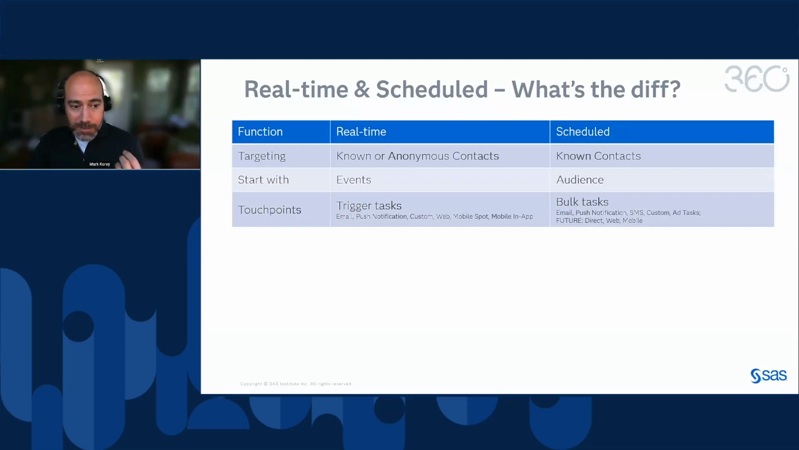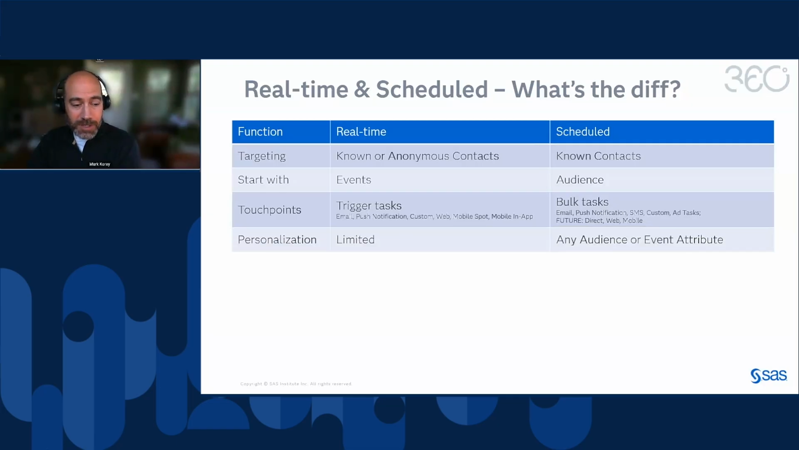From a touchpoint perspective, you can drop any of the triggered tasks into a real-time journey. On the scheduled side, we support the bulk tasks since it's all schedule oriented. Currently it supports email, push notification, SMS, which is a fairly new capability in CI360, custom tasks, and ad tasks like Google, LinkedIn, Snapchat, etc. In the future, we'll be supporting direct and looking at mobile and web spots.